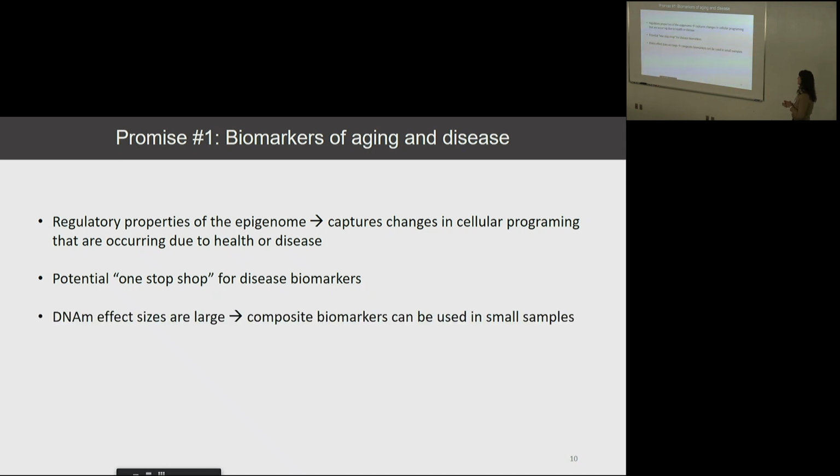One really nice thing about DNA methylation as compared to genetics is the effect sizes are quite large. So you can construct composite biomarkers in much smaller samples and still be well powered to do your analyses. If we can construct these reliable biomarkers using blood, and I'll talk in a second about how reliable these really are, it could potentially help reduce misclassification of disease and reduce self-reporting bias.